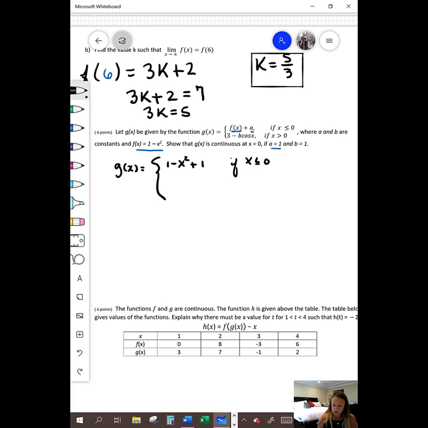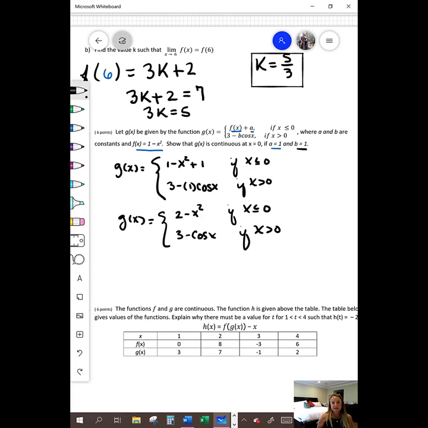Now let's look at the second equation. We have 3 minus b, but b we're going to choose to be 1. So 1 times cosine of x if x is greater than 0. So we can simplify a little further. G of x is equal to, first equation, 2 minus x squared if x is less than or equal to 0. And it's 3 minus cosine of x if x is greater than 0.